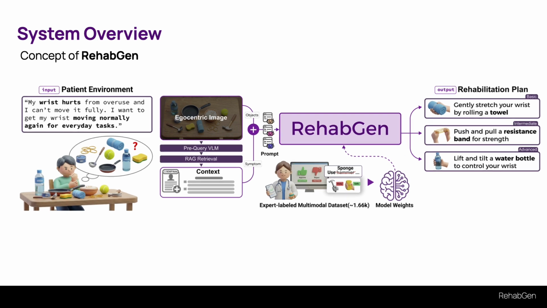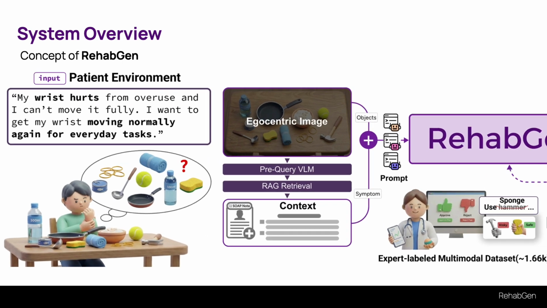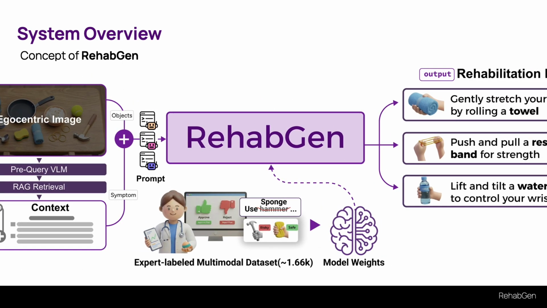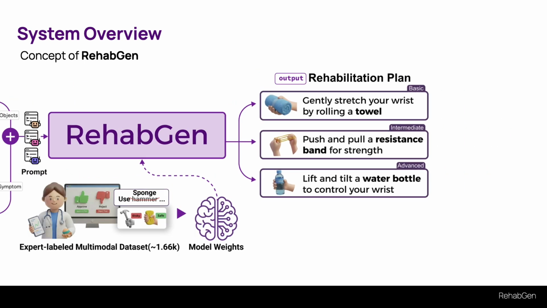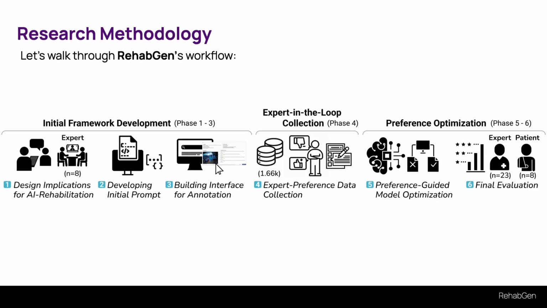The system begins with multimodal inputs. These are then processed with a vision language model, which is fine-tuned by expert preference data. The model infers personalized rehabilitation plans. Now let's walk through how RehabGen was built and tested.